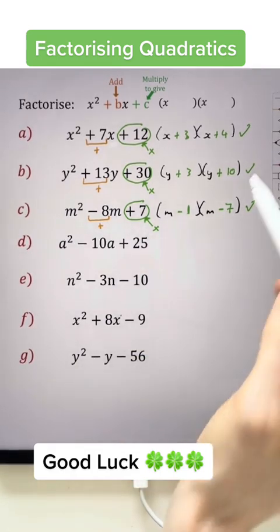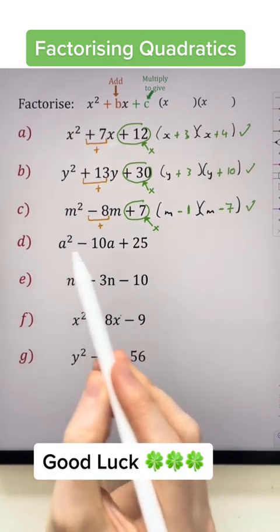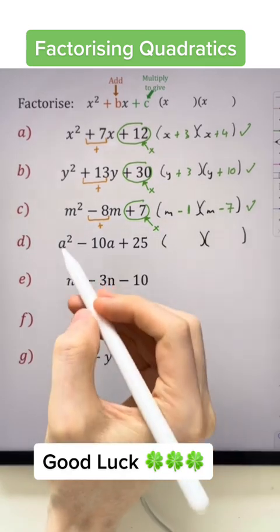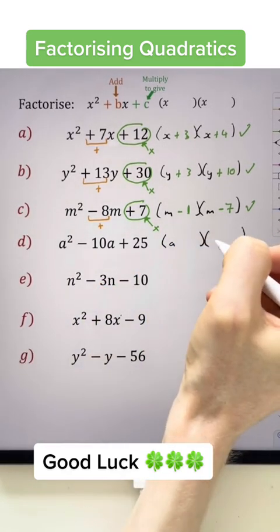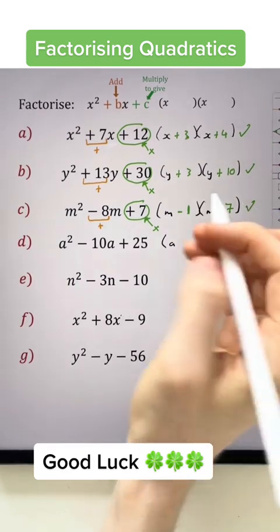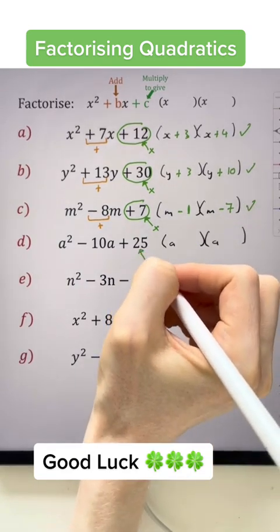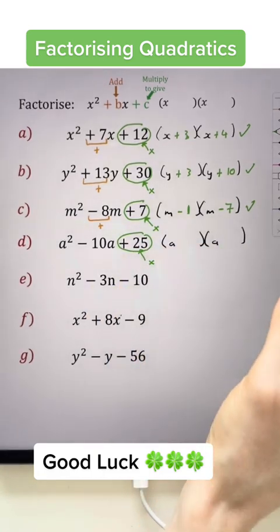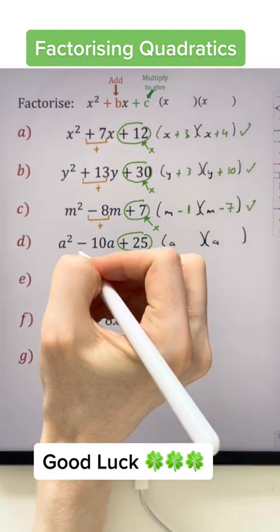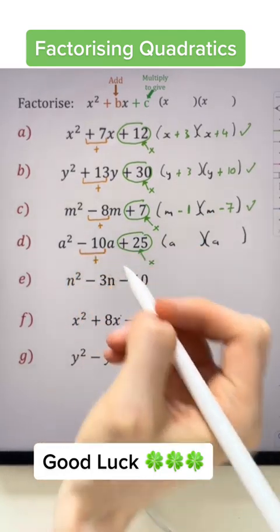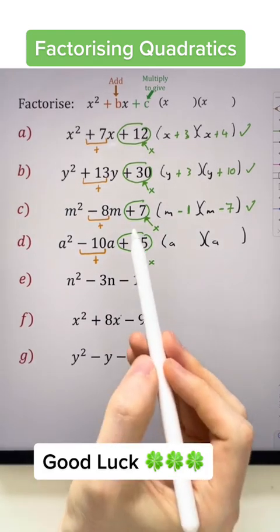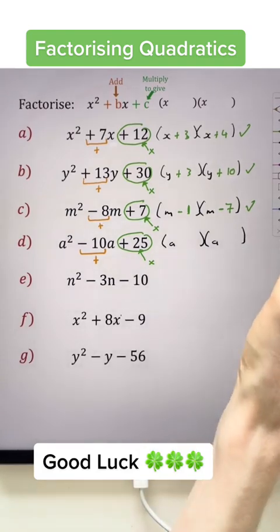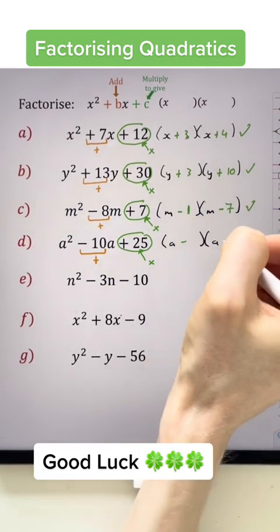For part D, this time I've got a quadratic 3 terms in terms of a squared. Therefore, it's going to be double brackets. As my quadratic starts a squared, each bracket will start with a single letter a. In this case, I want to find two numbers that multiply to give me the constant, i.e. the number term, which is plus 25, and the same numbers must still add to give us the number in front of the single letter, which in this case is negative 10. The only way to get a positive constant and a negative value in front of the single letter is for both signs inside the bracket to be negative.